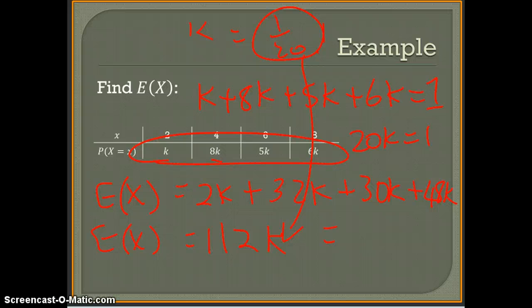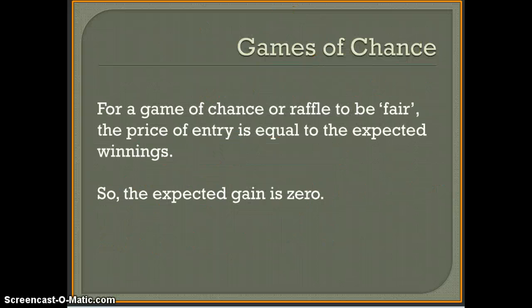Okay, very cool. Games of chance. For a game of chance or raffle to be fair, the price of entry is equal to the expected winnings. Okay, so that would be that no one's going to make a profit or a loss. So it's fair. Of course, with gambling, it's never fair because it's always geared for the house to take a cut. Otherwise, they wouldn't be in business. So the expected gain is 0.